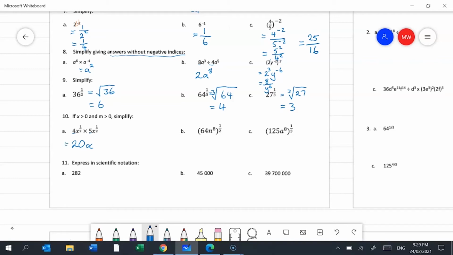In question B though, there's brackets. So I know that a half means the square root. So really what I've got here is the square root of 64.